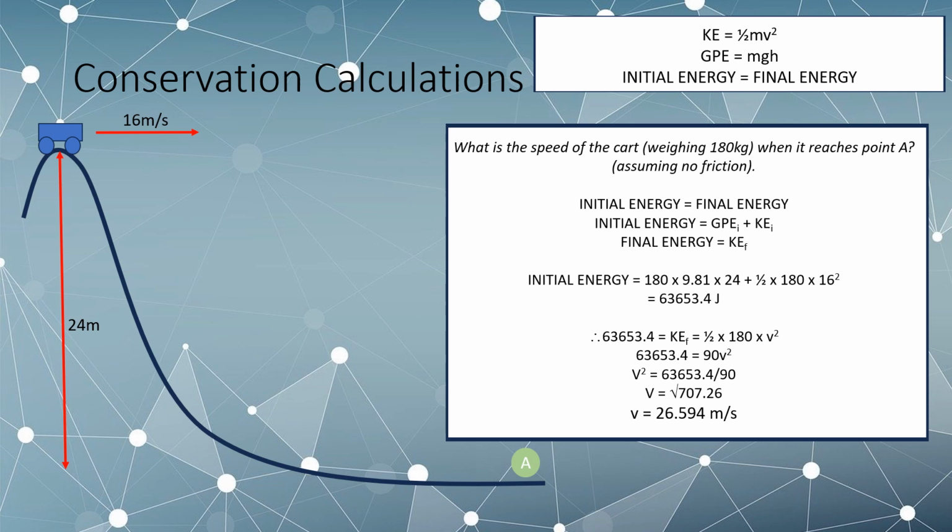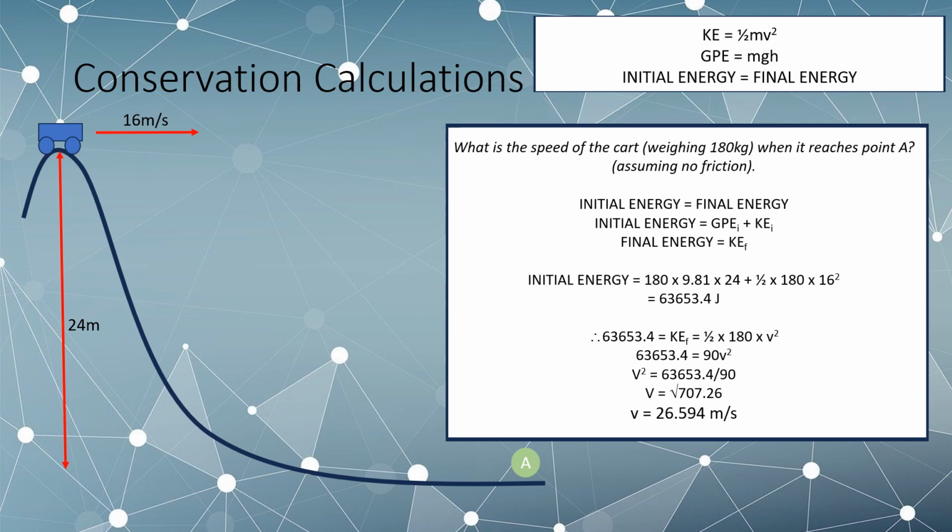So calculating our initial energy, we have mgh for gravitational potential. So we have 180, that's our mass, times 9.81, our gravity, times 24, which is our height in this case, plus our kinetic, so half times 180 being our mass, times 16 being our velocity in this case, squared. Don't forget the squared. Often it comes up that people will forget to put the little squared in, and obviously that'll make your numbers wrong. Almost forgot to say it then myself.